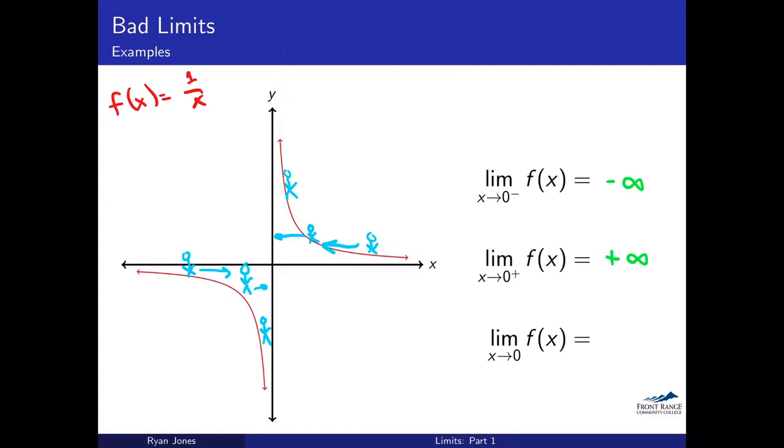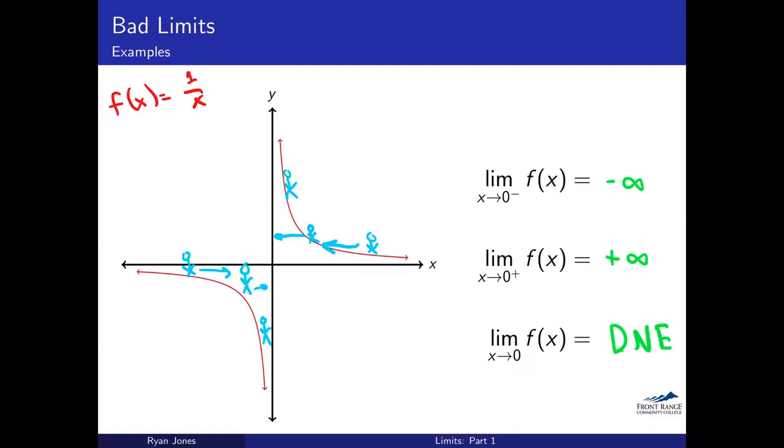And if you get 2 different answers, like we do here, we get negative infinity and positive infinity, that is exactly when we say that the full limit, just as x approaches 0, does not exist. We'll abbreviate that with DNE. And what I mean by it not existing is exactly that. The limit doesn't exist.